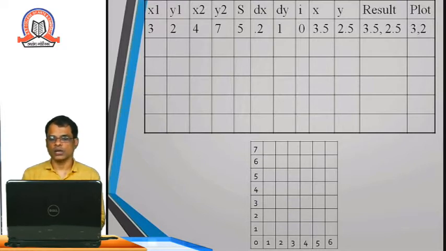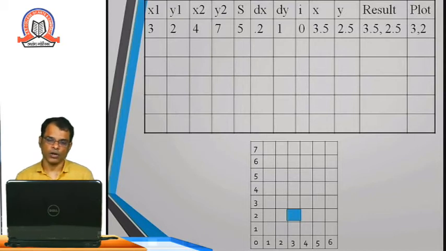So suppose these are the pixel positions, and if you have to plot 3 comma 2, that is x is 3 and y is 2, you will get a point over here. I have shown this with a blue dot. Okay, this is the first point which will get plotted. Now we will go for the second point.